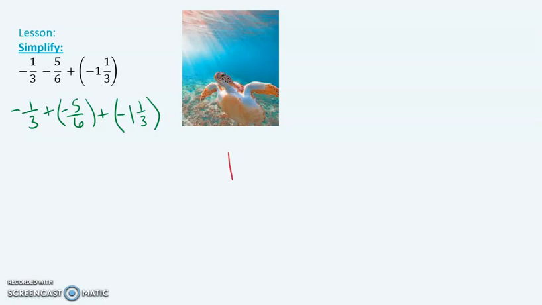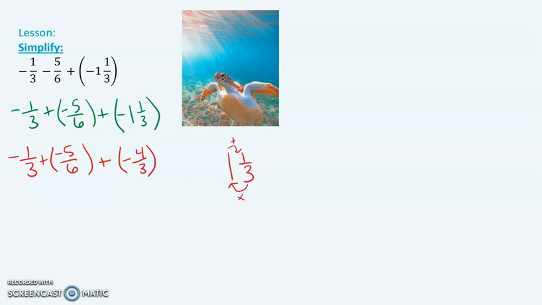So to change this, I'm going to have 1 1/3. I'm going to take that 3 in my denominator and multiply it by the 1, and then take that number and add it to the 1 for my numerator. And my denominator is going to stay the same. So this negative 1 1/3 is going to turn into negative 4/3. All of the rest of my problem will be the same. So negative 1/3 plus negative 5/6 and then plus negative 4/3.